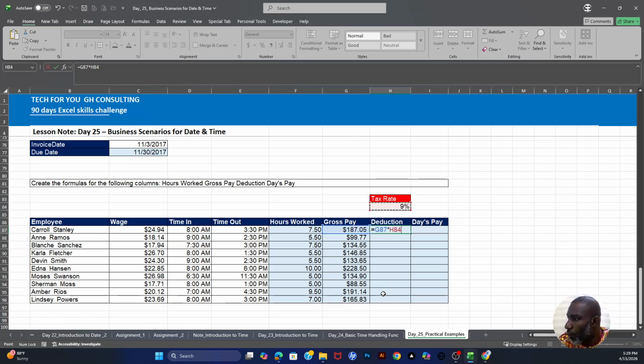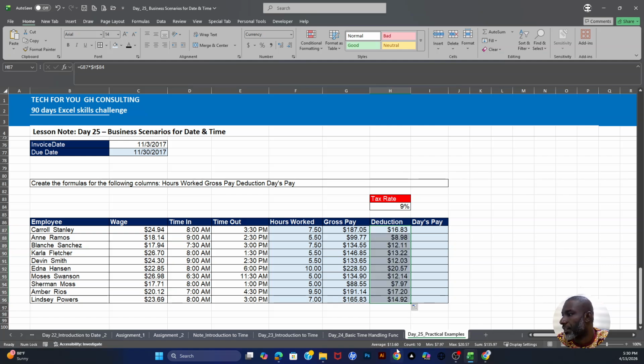But because we are going to copy it down, we need to hold the 9% constant. So we hit the F4 key on our keyboard, and then we calculate it. And this person is paying $16.83. You can copy and send it down as the deduction. Now let's determine the actual day pay for the staff, which is equal to my gross pay. Then we'll subtract the deduction from it. Then you hit enter, and then you copy it and send it down.